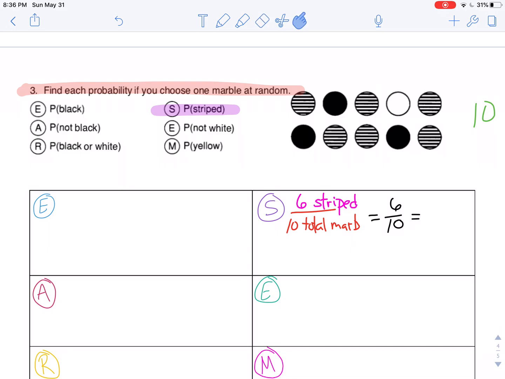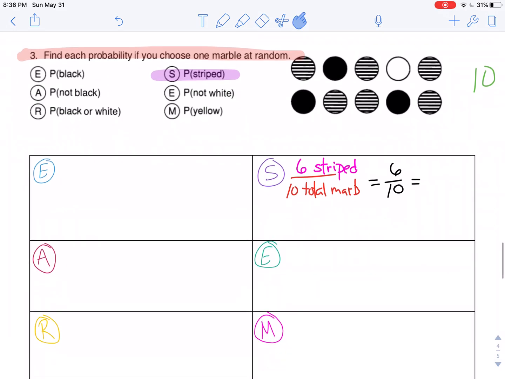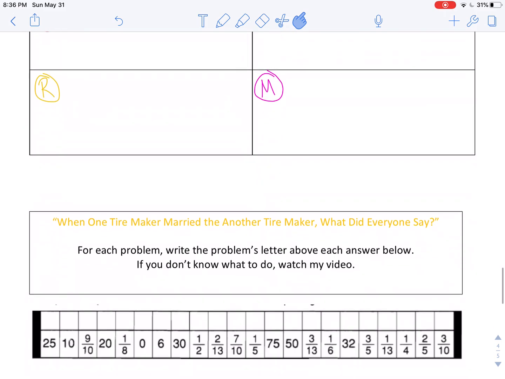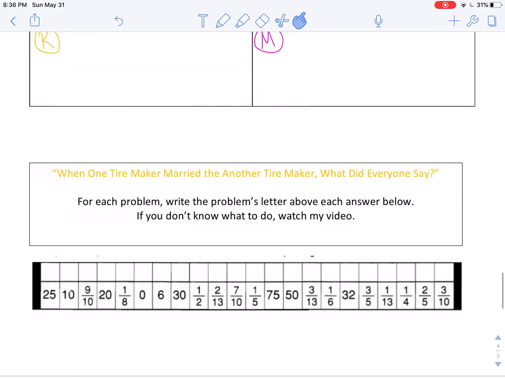Okay? All right, the very last part, down on the bottom, there's a riddle. When one tire maker married, it shouldn't say the, I'm going to cross that out. When one tire maker married another tire maker, what did everyone say? All right, so for each problem that we just did, we're going to write the problem's letter above each answer below. If you don't know what to do, watch my video.